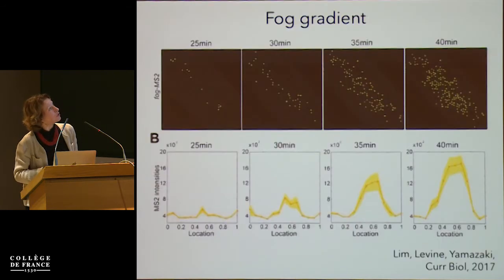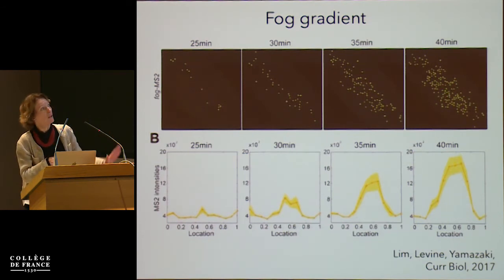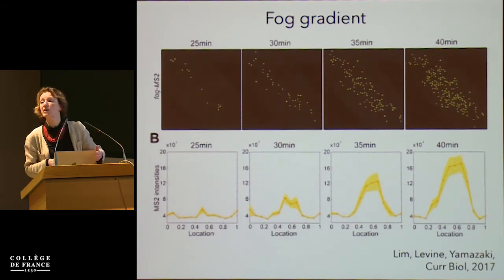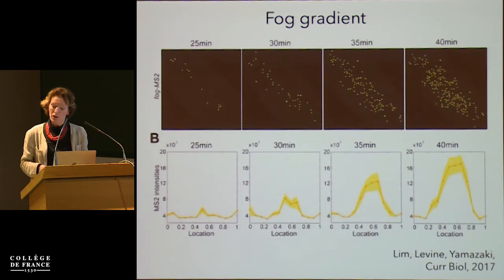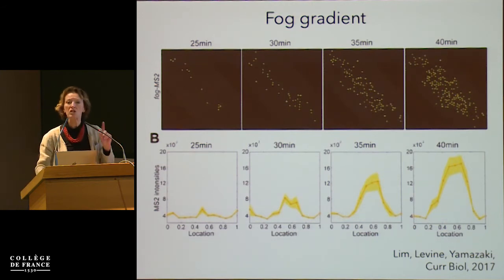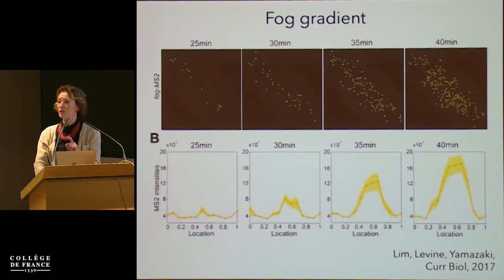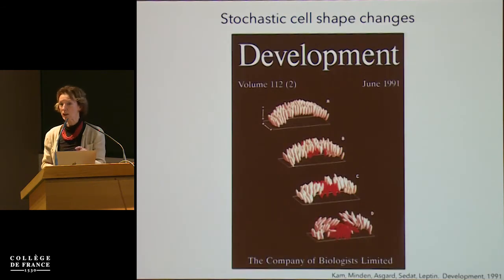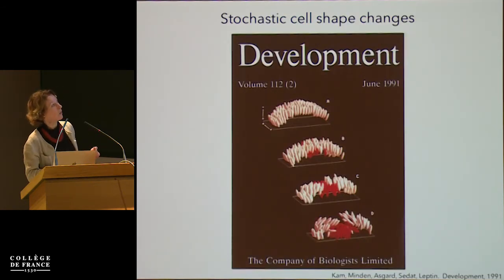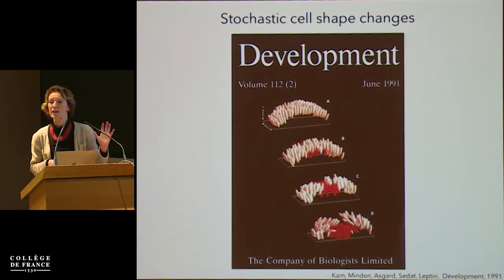In fact, I quickly want to turn to fog. This is beautiful work that was begun in the Levine lab that shows the fog expression over time. So it ends up in a gradient, which you don't see here, but the intensity gradient actually occurs by being built up by sequential accumulation of cells expressing fog over time, which reminded me of the first ever 4D movie that was taken of Drosophila gastrulation in 1991, which showed a similar stochastic behavior.